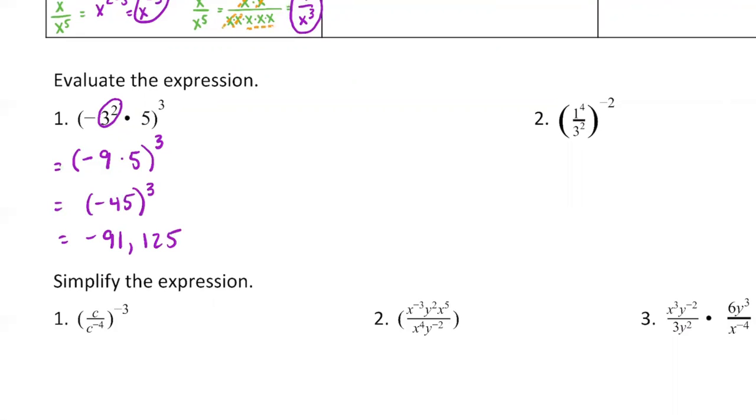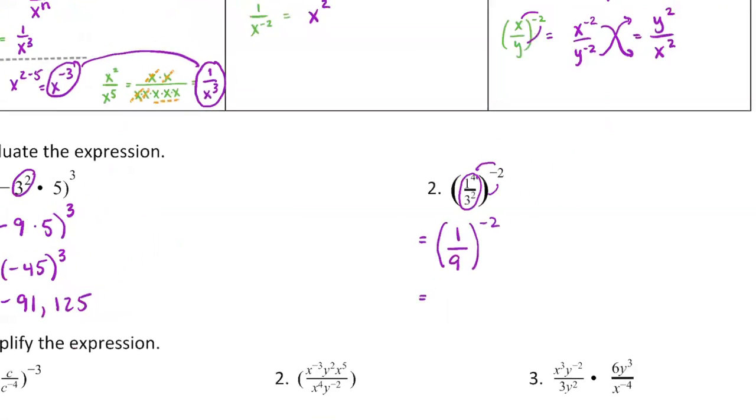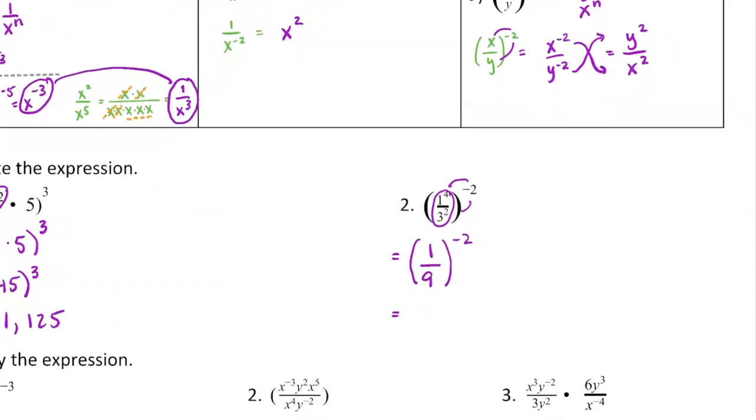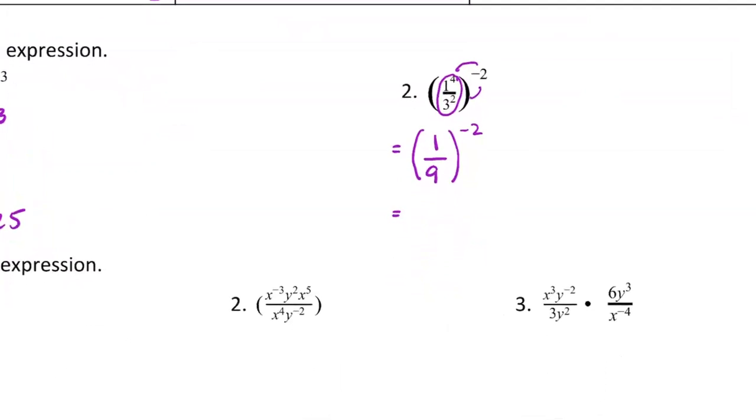All right, for the next one, again, I focus on the parentheses first. Before I distribute that negative power, I'm going to see what I can simplify inside. 1 to the 4th is just 1, and 3 squared is 9. All right, so that's being raised to the -2nd. So using that very last rule that we did up here, right? When you have a quotient raised to a negative exponent, switch the place of the numerator and denominator, and the exponent becomes positive. And that will be positive 81.